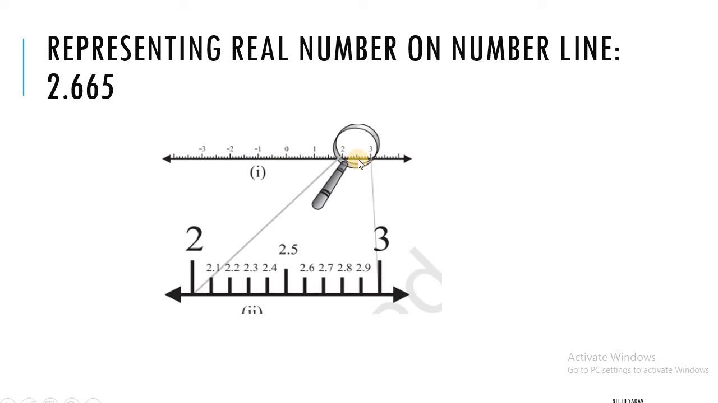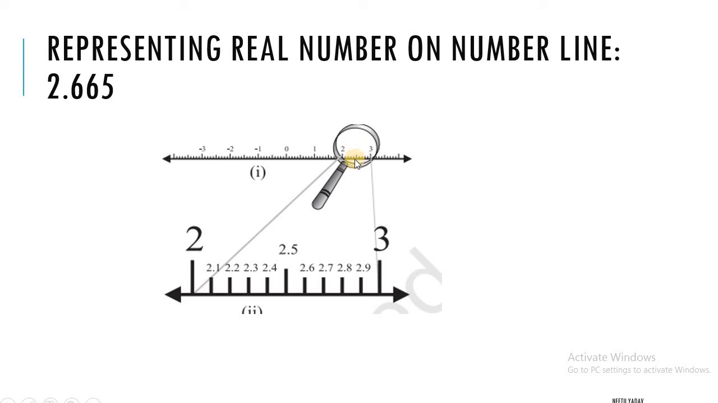Just like, look at this picture. This is our scale. For example, our scale is starting from 0 to 1. This is 1 centimeter measurement, 1 to 2. This is again 1 centimeter measurement, and we all know that there are 10 parts in between 2 and 3. So if someone told you express 2.5 on number line, what you have to do, you need to put a point here and you can represent that this is 2.5.